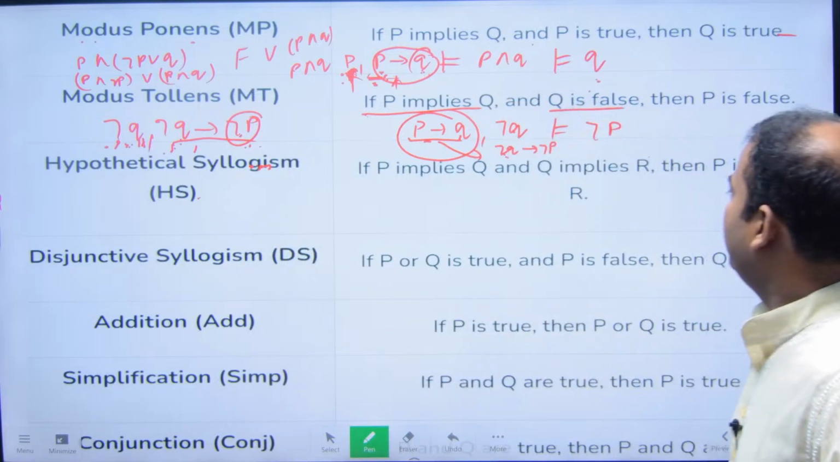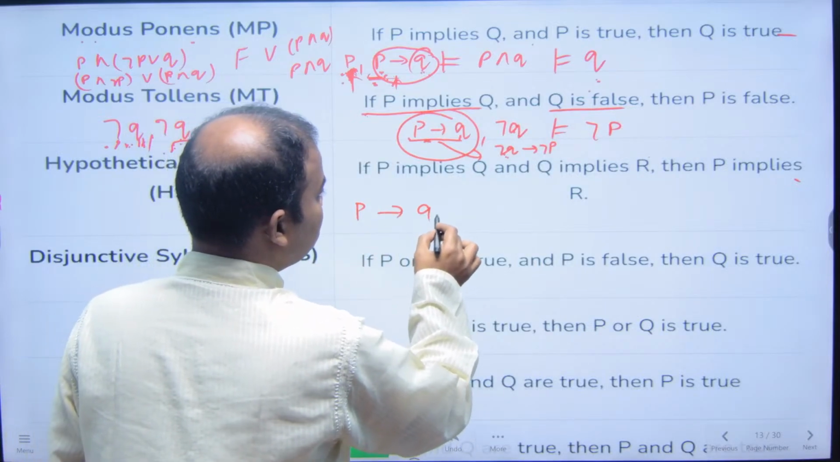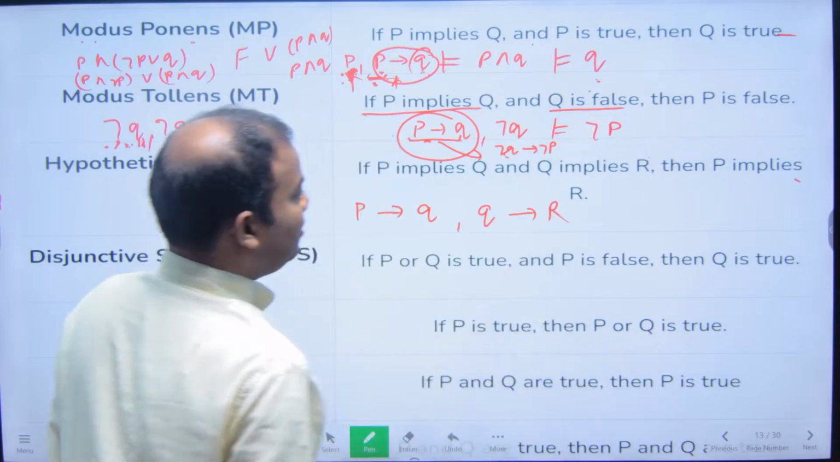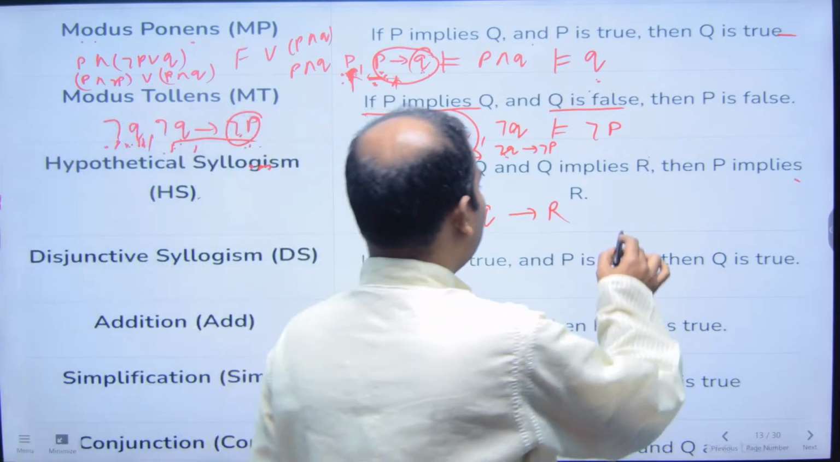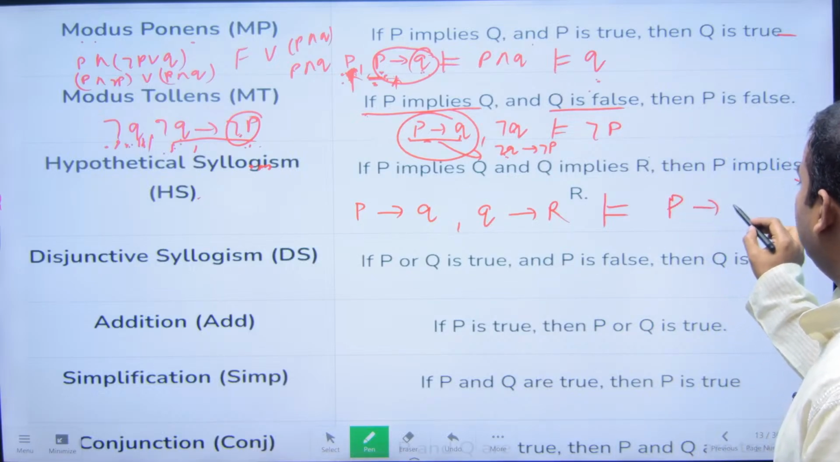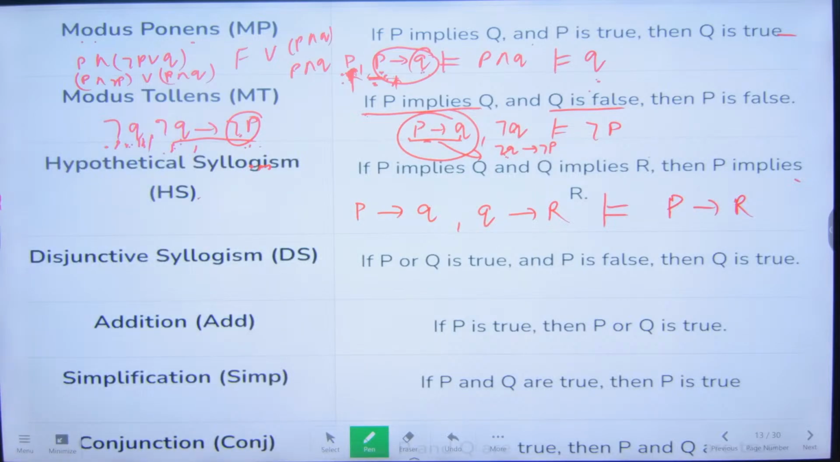Now this is, if P implies Q and Q implies R, so can you say that P implies R? This is an easier thing. Okay? Any doubt? इसमें तो कोई डाउट नहीं है.